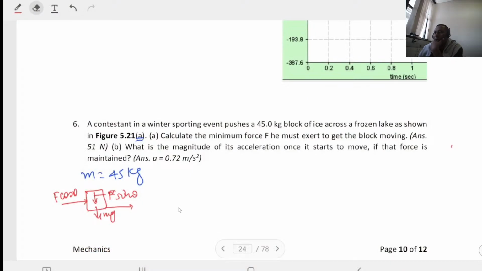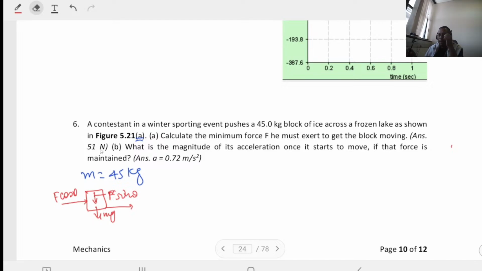This is the question at hand. I don't know either how to solve this thing. It says a contestant, a guy who is contesting in a winter sport event, pushes a 45 kilogram block of ice across a frozen lake as shown in the figure. Calculate the minimum force F he must exert to get the block moving. It says the answer is 51 Newton. I don't know how to get that one.